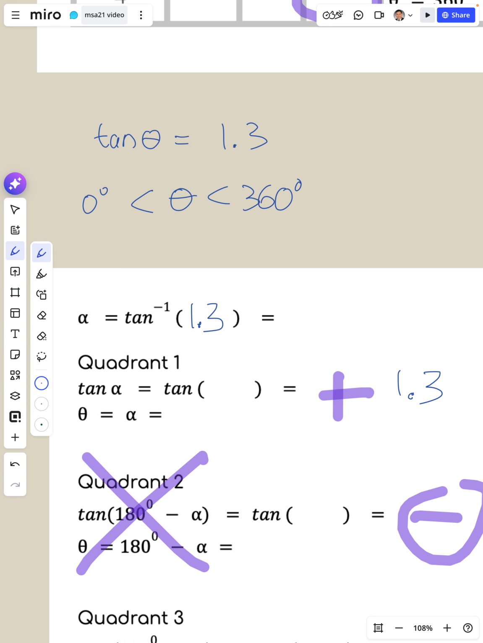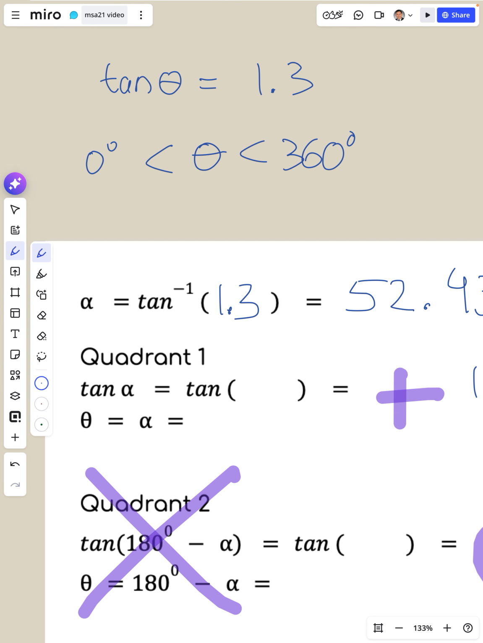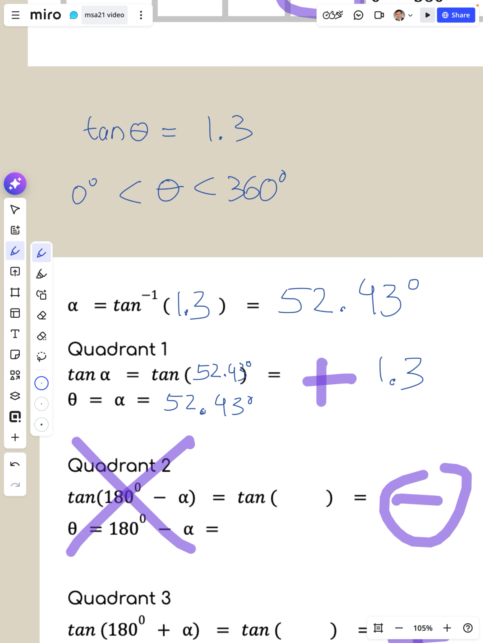Then we use the calculator. Press your calculator. You press shift and tangent and 1.3, close bracket. You're going to get 52.43 degrees if you're using the degree mode. So alpha is 52.43 degrees, and we copy it here. So tangent alpha is equal to tangent 52.43 degrees is equal to positive 1.3.